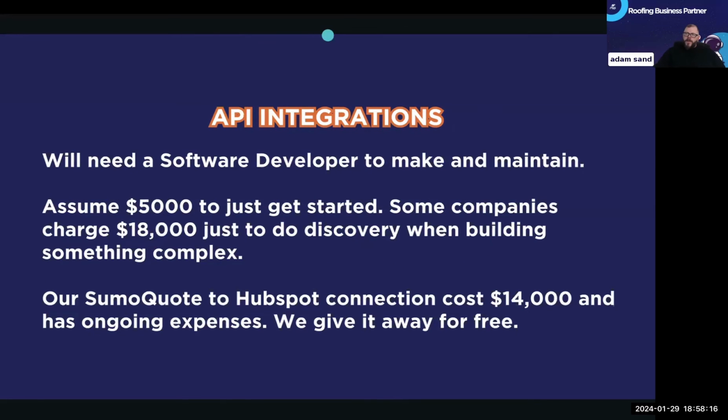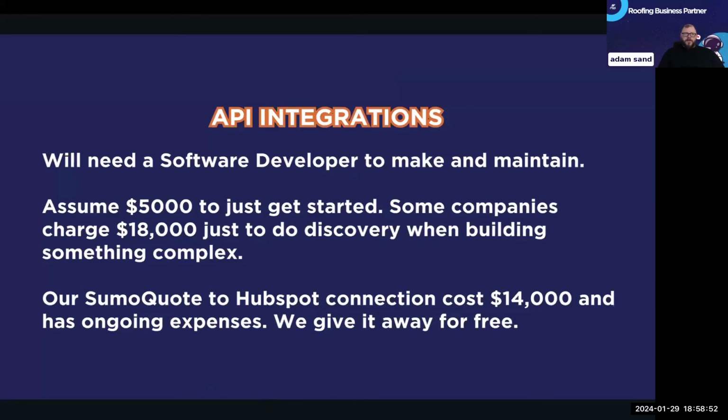And then there's API integrations, where there's maybe not an integration that you can see surface. It's not like a one-click plugin, but you need a software developer to make and maintain that integration. If you want to do something like that, assume it's $5,000 to even start talking, right? Some companies will charge $18,000 just to do discovery when building something complex. Like we spent $14,000 just to get the Sumo Quote integration done, and we still have to maintain it and have ongoing expenses, and we give it away for free. So API integrations cost a lot of money. Don't assume that it's something simple and easy.